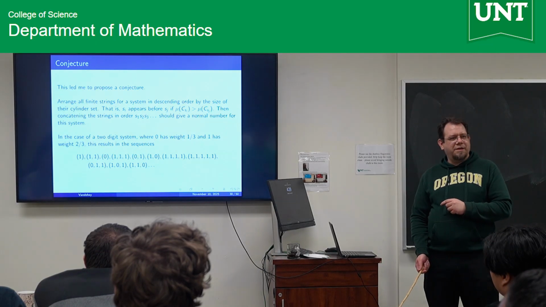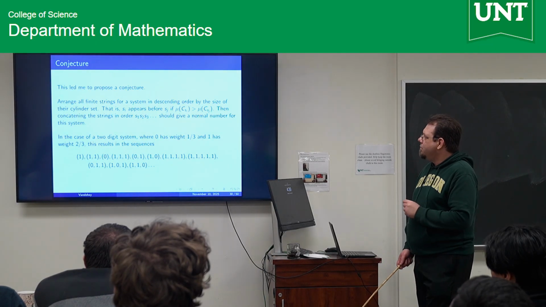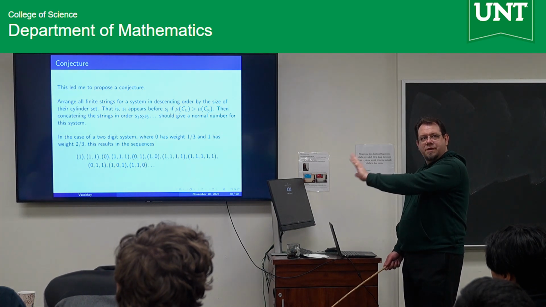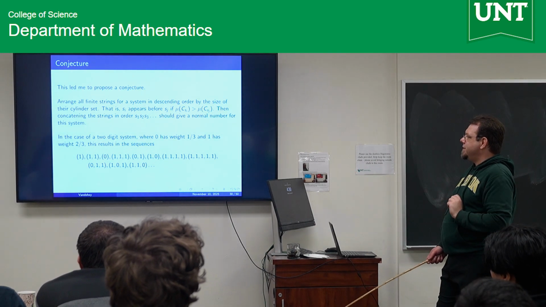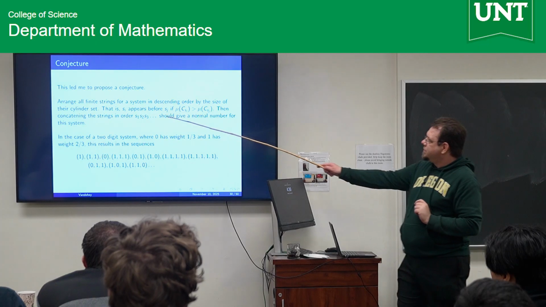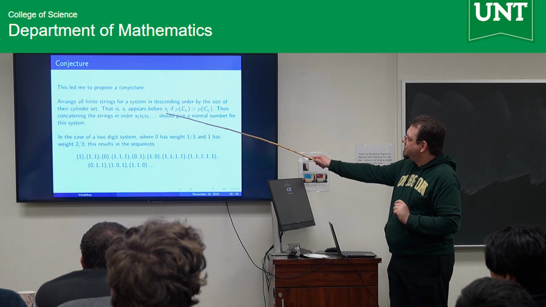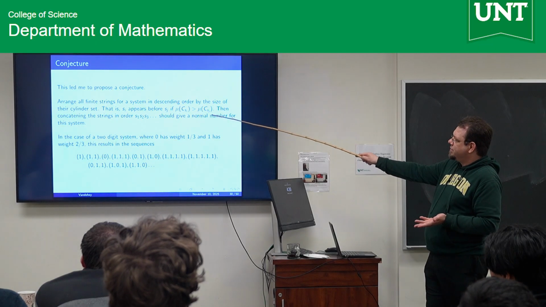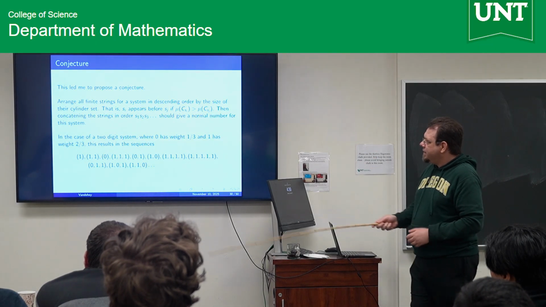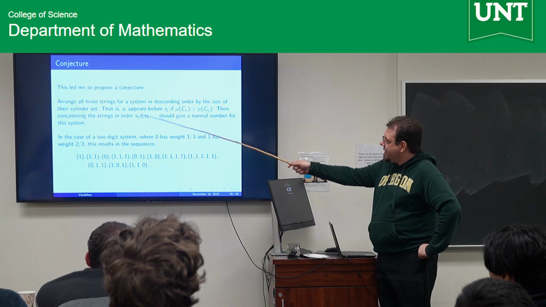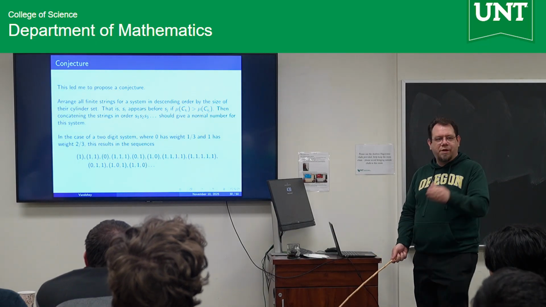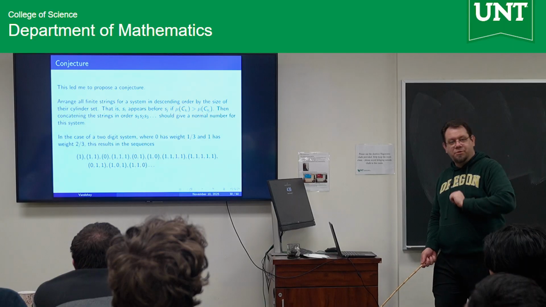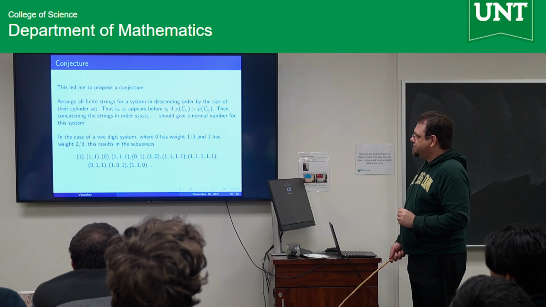And kind of seeing that led me to propose a conjecture. What if I arrange all of the strings, all the finite ones, in descending order according to the size of their cylinder set? So I will see S sub i appear before S sub j if the corresponding measure of S sub i is larger than the corresponding measure for S sub j. Then I conjecture that if you concatenate all of these strings in order, S sub 1, S sub 2, S sub 3, and so forth, one time each should be good enough to give you a normal number.